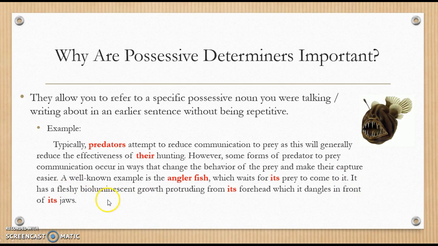It has a fleshy bioluminescent growth protruding from its forehead. So again, its is referring to the anglerfish's forehead. And you can see right here, it's talking about this growth, which it dangles in front of its jaws. So its is again referring to the anglerfish. And you can see from the picture, this is hanging in front of the mouth or the jaws. So it's referring to the anglerfish's jaws.